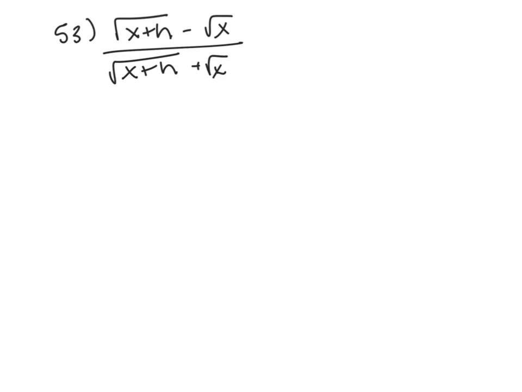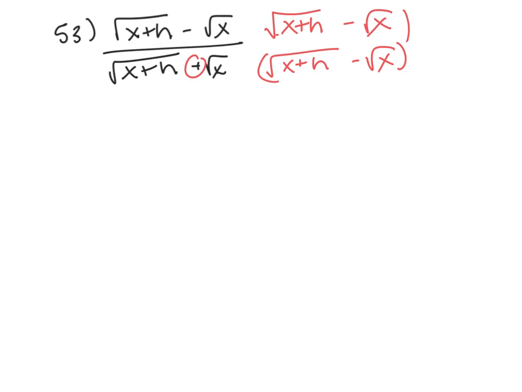Okay, last one in this little set to go over is on page 3, number 53. This is a multiply by conjugate problem. It's just a little bit more complicated of a conjugate. So remember, conjugate means we multiply by the opposite of that sign because the whole point is to get the radicals out of the denominator. So we multiply the top and bottom by the square root of x plus h minus the square root of x.